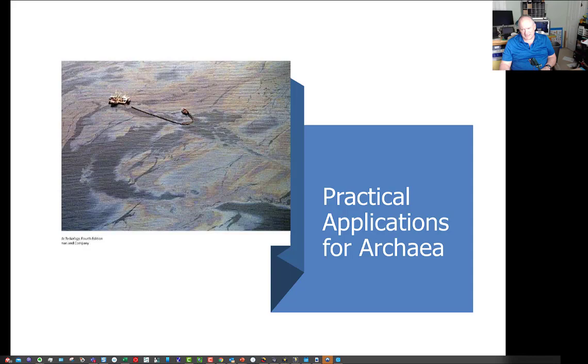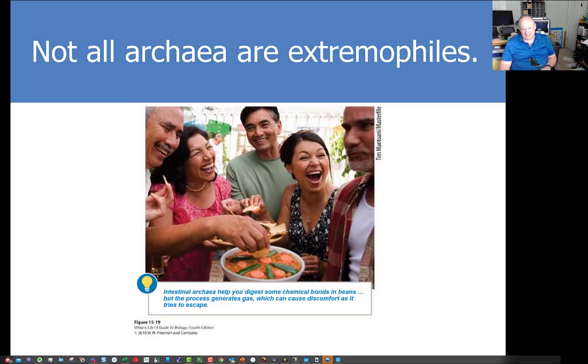I mentioned bioremediation, and a lot of times we can use the archaea to break down the oils in case of oil spills and things like that. We've learned to use Thermus aquaticus for the PCR technique, using the DNA polymerase from those organisms growing in very hot environments, and that has applications that allow us to do a lot.